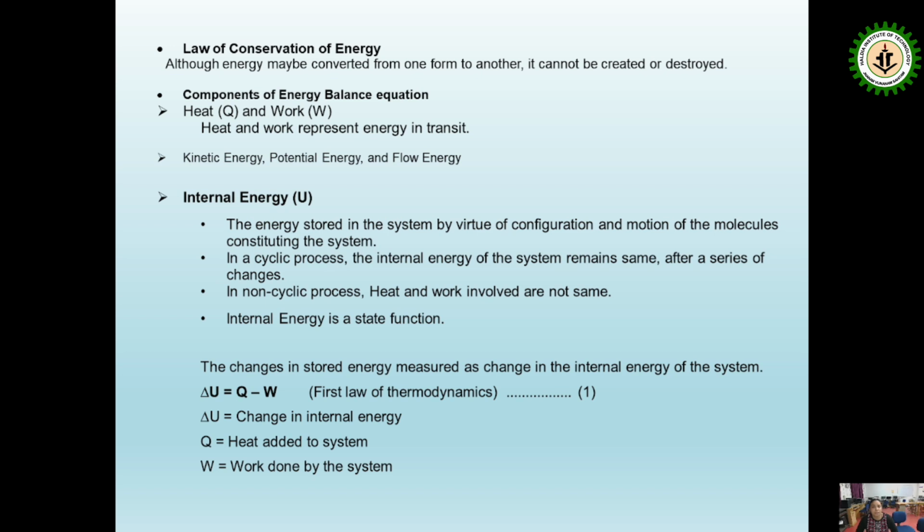Potential energy is the energy possessed by the system due to its position above some reference level, and kinetic energy is due to its motion. And flow energy is, in a flow process, some additional energy that a fluid element possesses due to the pressure of the fluid. And another important component of the energy balance equation is internal energy.